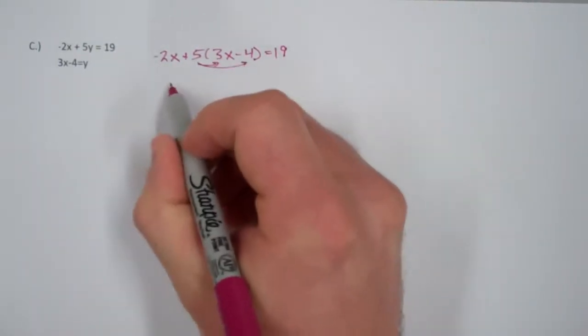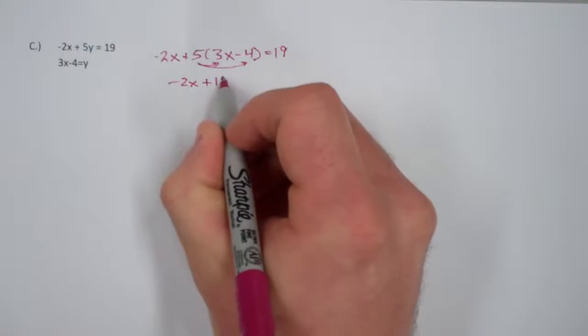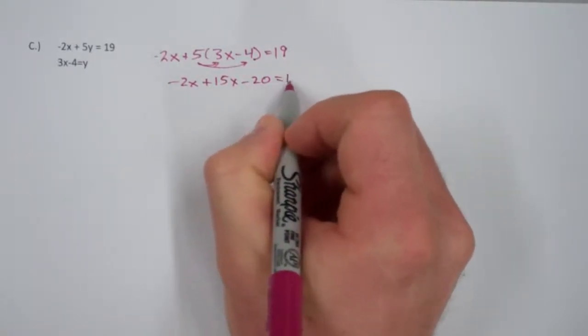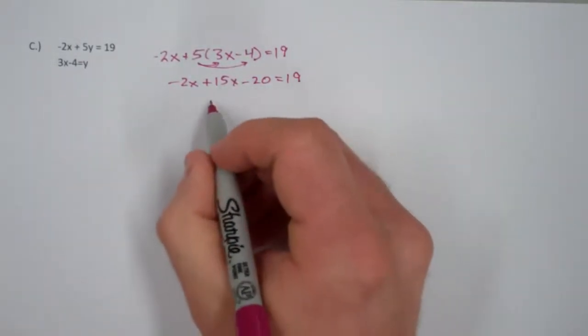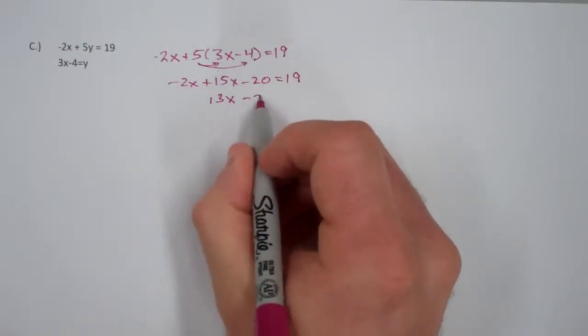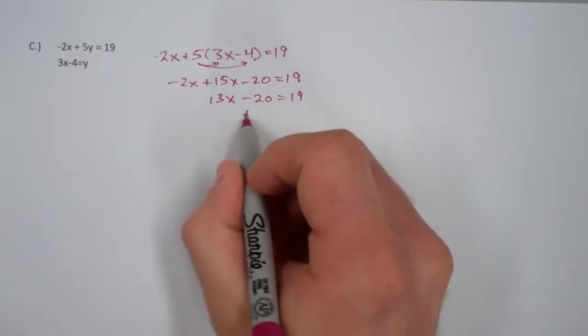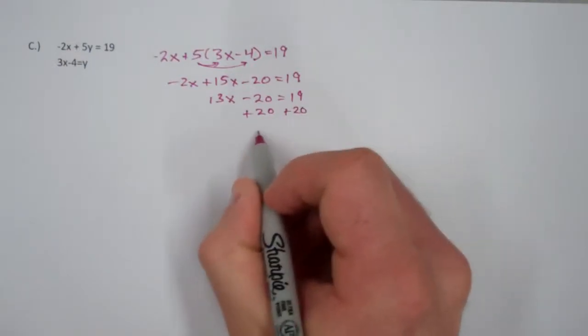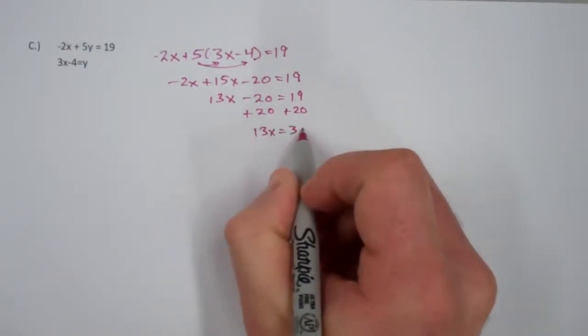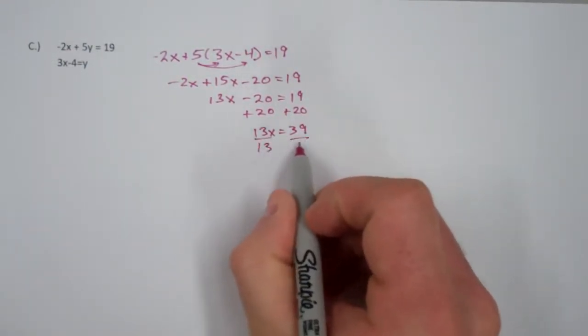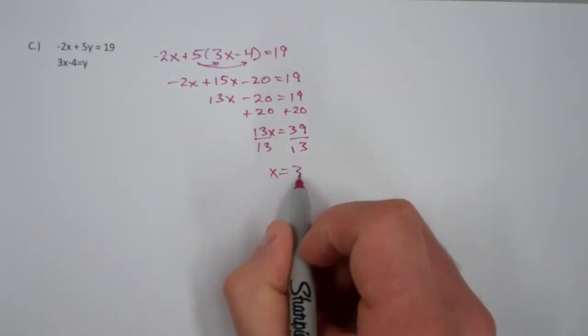So we'll use the distributive property here. That's 15x minus 20. Negative 2x and 15x is 13x. Then we'll add 20 to each side. Divide by 13, and we'll find our x to be 3.